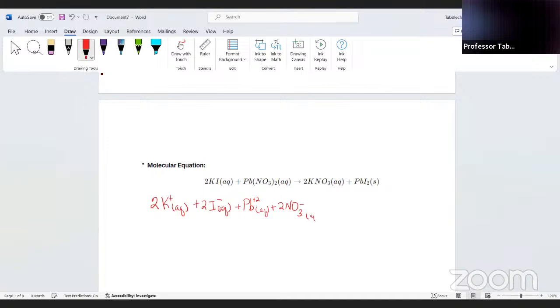I'm going to put this as aq right here. And then we're going to split this up some more on this other side. We're going to take the K and the NO3, split them apart, and then we're going to put the nitrate apart as well. Now, you know what's left over? Your PbI2. And we don't have to split that one up because it is a solid. Okay, because it is a solid.